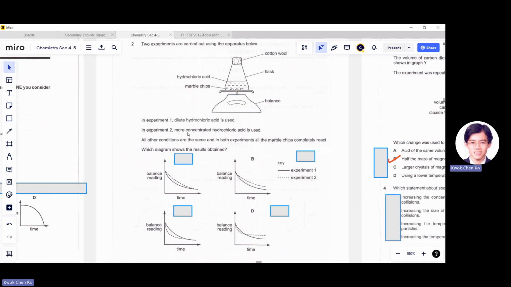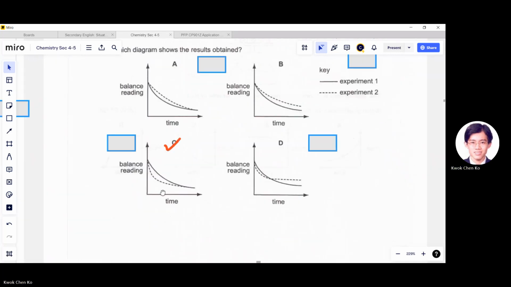More concentrated means faster means steeper gradient, no? Oh, I forgot, I said the wrong thing. There goes your mark. They're supposed to have the same in the end. Steeper gradient, right? They didn't mention anything about the amount. You can't do any calculation either. So you only can work on more concentrated means faster. Faster means steeper gradient. I still don't understand why steeper.